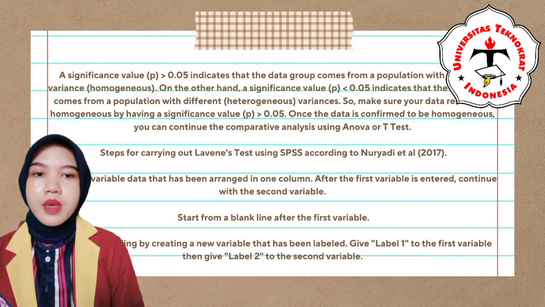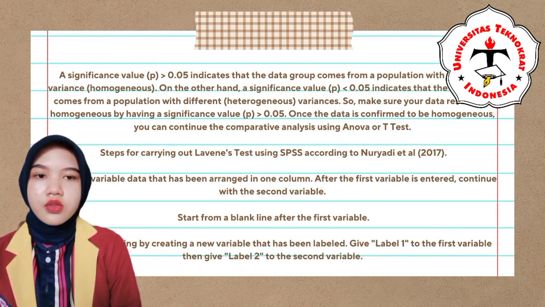A significant value p greater than 0.05 indicates that the data group comes from a population with the same variance, homogeneous. On the other hand, a significant value p less than 0.05 indicates that the data group comes from a population with different, heterogeneous variance. So, if your data result has a significant value p greater than 0.05, the data is confirmed to be homogeneous. You can continue to comparative analysis using ANOVA or t-test.